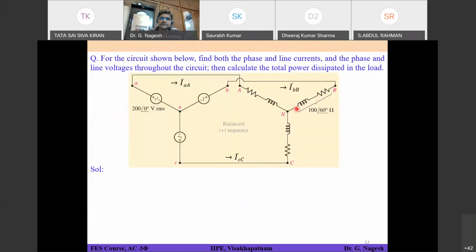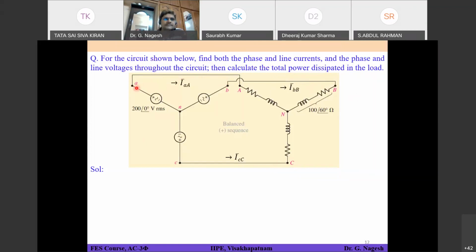Right. So we'll go through this problem. For the circuit shown below, it is pretty simple. If you understand all the notations, it is very easy to calculate. By seeing the circuit, even without keeping your pen on the notebook, you can do it. But we'll try to see that. For the circuit shown below, find both the phase and line currents, and phase and line voltages throughout the circuit. Then calculate the total power absorbed in the load. Right. So all the notations are already given to you here.